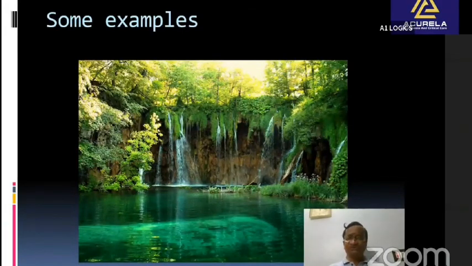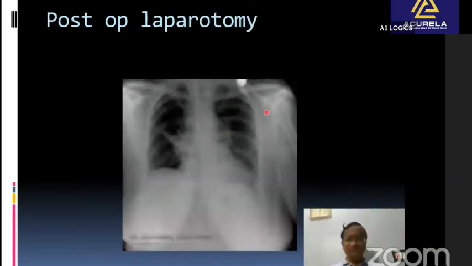Now we will go to some examples. The post-op laparotomy case. We can see a small shadow here. The homogeneous shadow in the left upper lobe. Here we can see this is possibly a minor fissure which is being pulled up by fluid. Probably on the third day after a laparotomy, which is associated with small lungs.